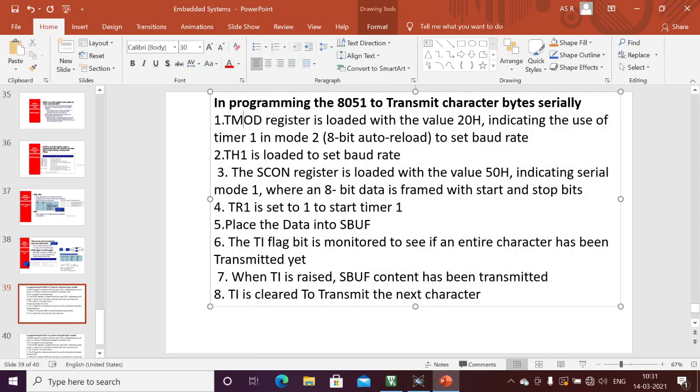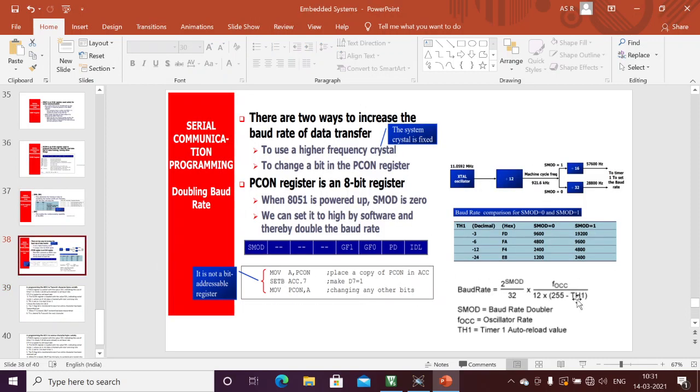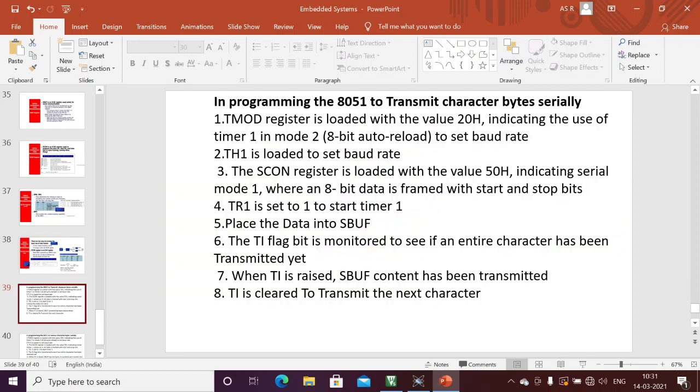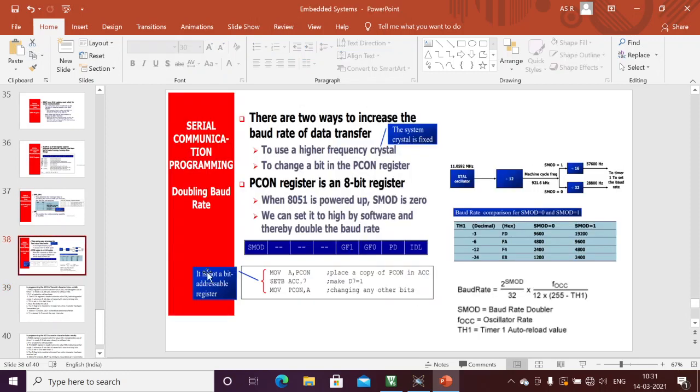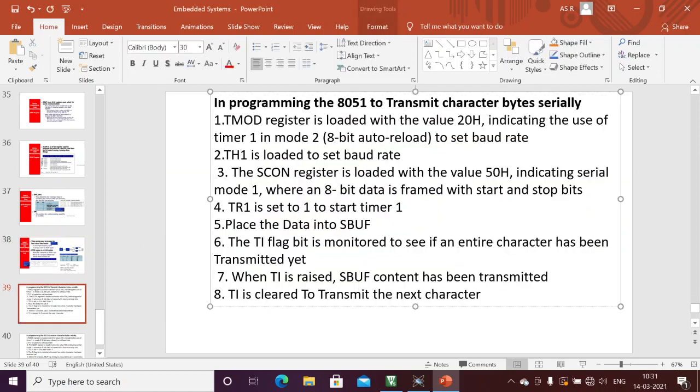First, we always need to load TMOD with the 8-bit auto reload mode. We are always using timer 1 here. Our baud rate always depends on the th1 value. That's why I'm always loading the TMOD register with the value 20. 20 means mode 2, timer 1 auto reload mode, to set the baud rate. And the th1 value should be loaded with some value to set the baud rate. For example, FD is nothing but 9600. Here I will just load with FD.